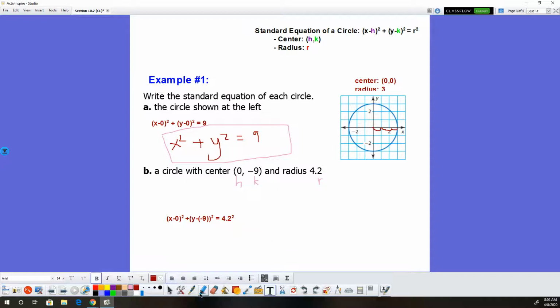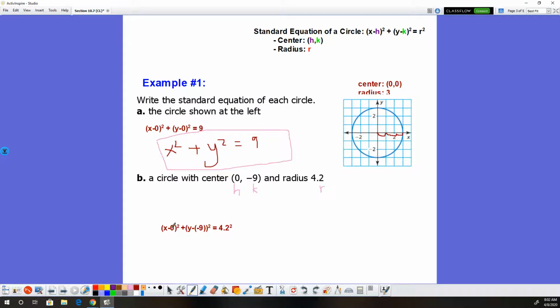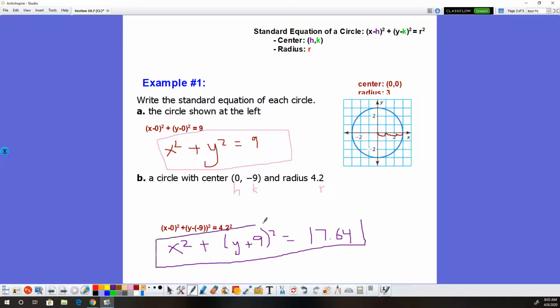So now, if I want to clean this up some, x minus 0, guys, is just x, so x squared, plus y minus a negative 9 is y plus 9, minus a negative is a plus, squared, equals, put in my calculator, 4.2 squared is 17.64. And this would be your answer.